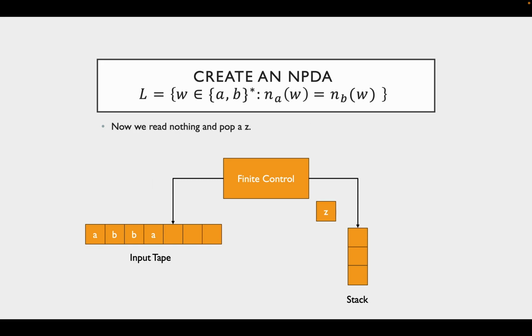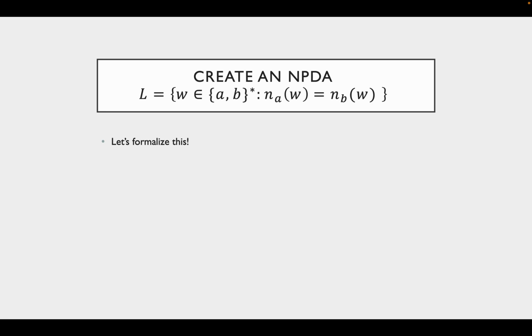Now we read nothing and we pop a Z. This indicates that we have read an equal number of A's and B's, and so the string can be accepted. Let's formalize this by actually constructing our NPDA.